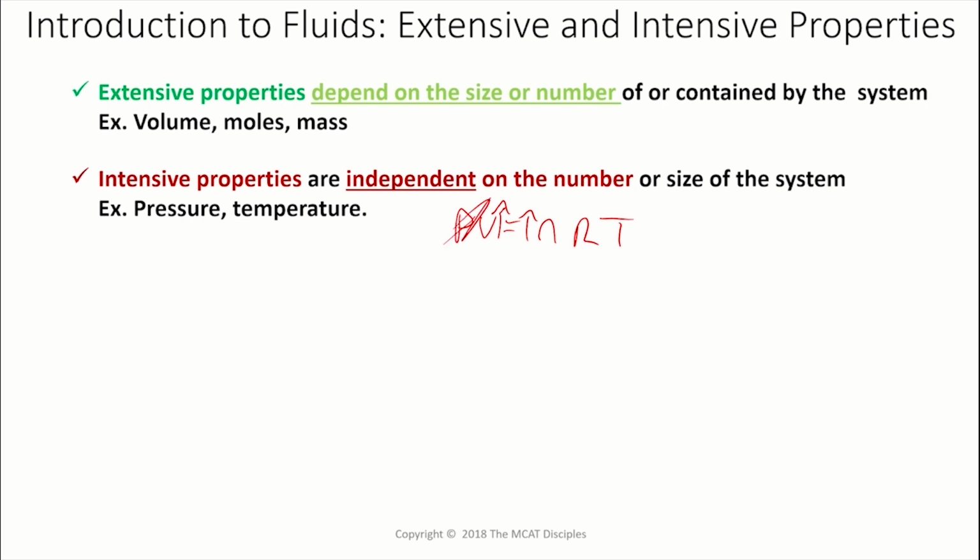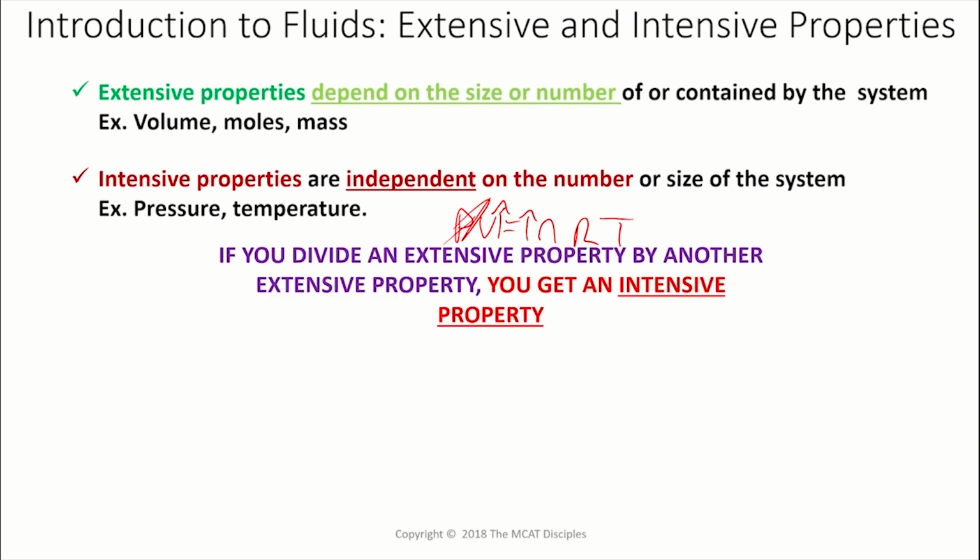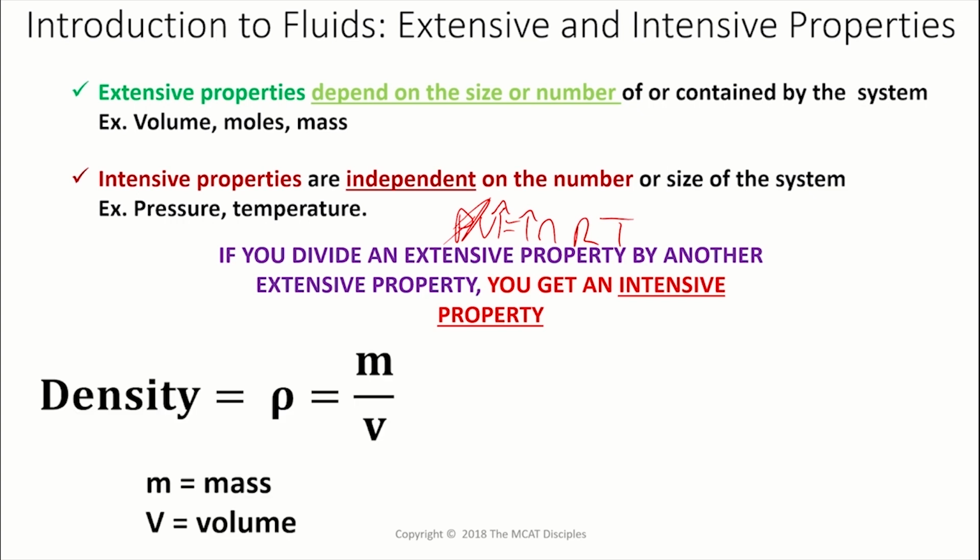Okay. So if you divide an extensive property by another extensive property, you get an intensive property, a property that doesn't depend on the number or size of a system. That's what density is for us, where m is the mass and V is the volume, and that has units of kilograms per meter cubed, which is equal to grams per liter. You should memorize this, and you should know the density of some common compounds like water. The density of water is equal to 1,000 kilograms per meter cubed.